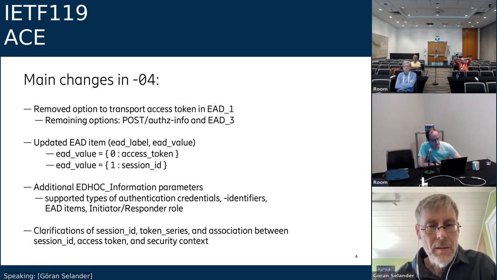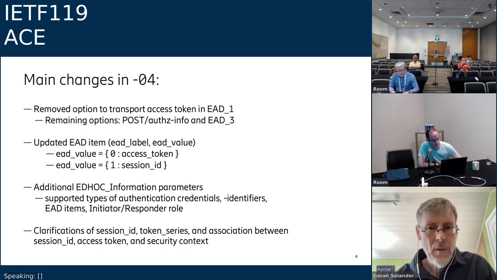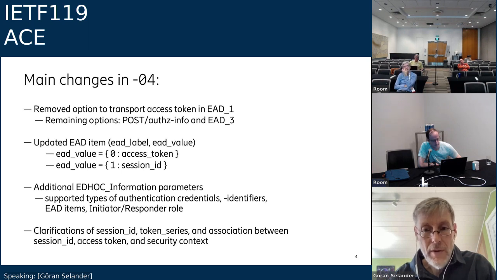So that was one of the main changes in this version. We removed the option. We had three options before. So what remains now is you either transport the token in message 3, as was indicated in the previous figure, or you use the generic method described in the ACE framework, which is using post authorization info. And the reason why we did this was that you cannot essentially make much use of the token until you receive message 3, when you have authenticated the request, or the client requesting. So that's the point when the resource server can do anything useful.